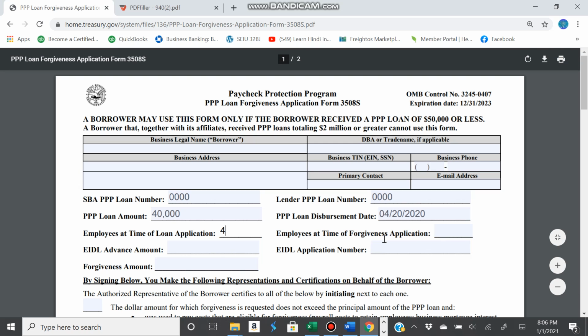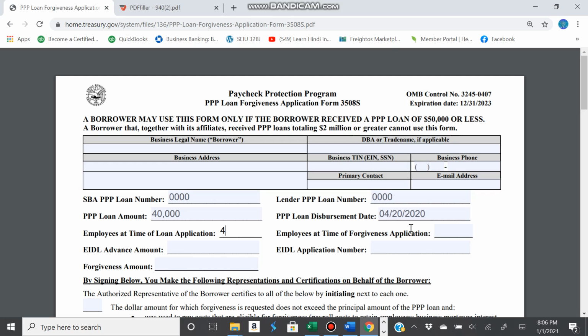Employee at the time of forgiveness application. Now here is where we are going to explain the cover period. You have cover period, you have alternative payroll cover period. Now you could use 24 weeks, which is 168 days. You could also use an 8-week period, which is 56 days. We are going to use 24 weeks.